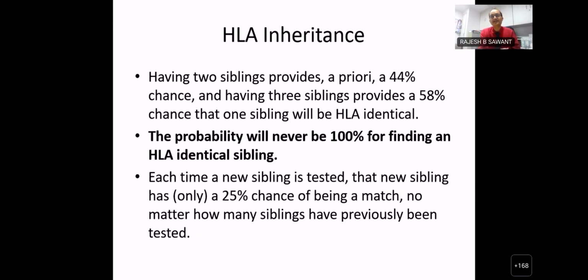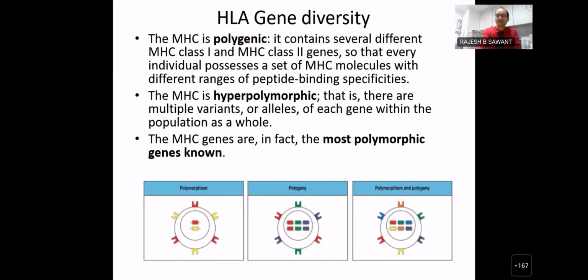Now, when we talk about inheritance, we should know that the probability will never be 100% for finding an HLA identical sibling. Okay, so if you have two siblings, then it provides around a 44% chance. If you have three siblings, it provides about a 58% chance that one sibling will be HLA identical to the other, right? So each time a new sibling is tested, the new sibling has about a 25% chance of being a match, no matter how many siblings have been previously tested. So we have to just remember these probability rules when we look at the inheritance.